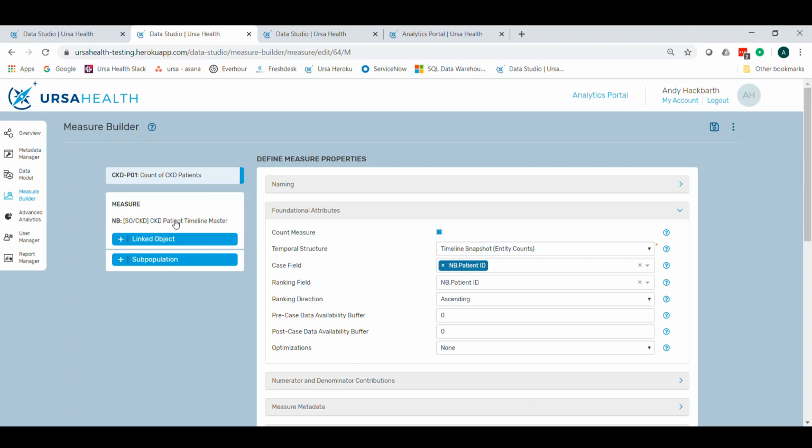Another useful heuristic, or mnemonic, or way to think about what a count measure is: it's just like a standard measure, which is typically a rate measure where you can have multiple things in the denominator.